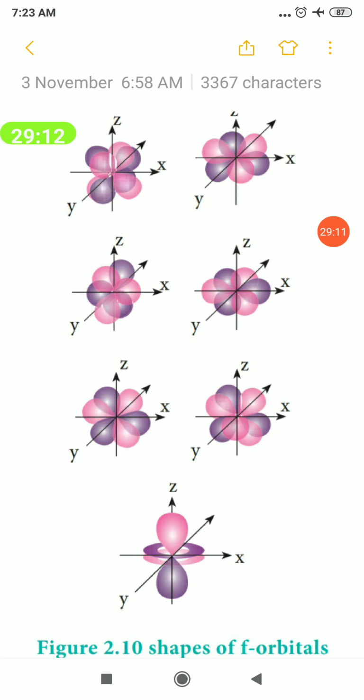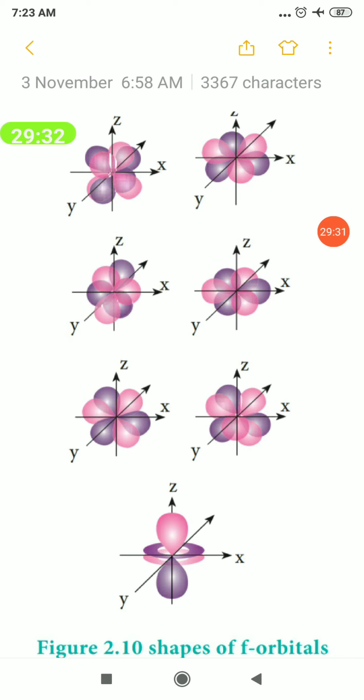Then f orbitals, L value is equal to 3, so m value is equal to -3, -2, -1, 0, +1, +2, +3. 7 possible orientations. Here nodal planes will be 3. Okay, students, with this the shapes of orbitals are over, kindly go through the video and learn well.